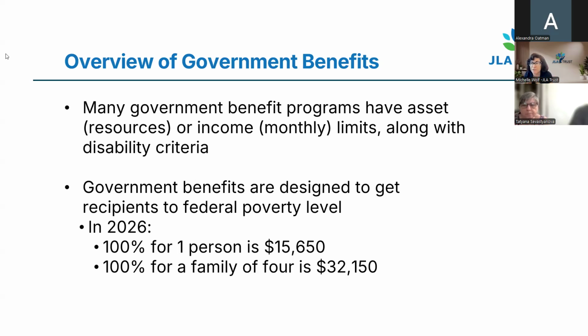And government benefits are super important, but please keep in mind they're only designed to get people barely to the federal poverty level. And you can see the numbers here for 2026. This is the annual amount. No one in California can live on $15,650 unless somebody is subsidizing or helping in some way. So even if you're able to get most government benefits, in order to have a high quality of life, it is necessary for families to try to supplement as best they can with private funds.